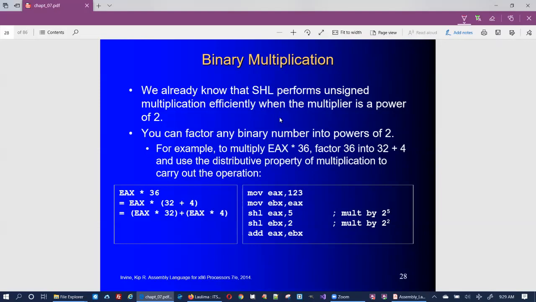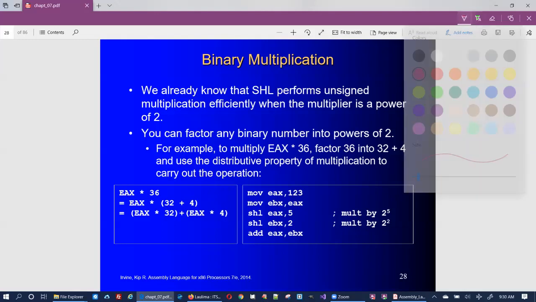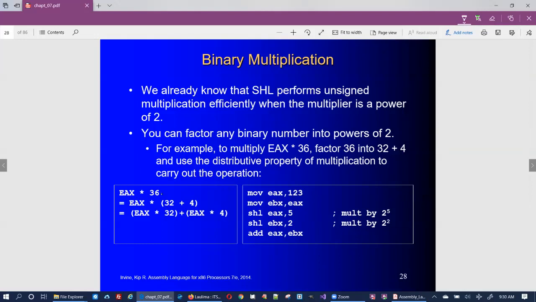Here's more of an explanation: you can factor any binary number into powers of 2. So this is actually what you're doing. You take EAX times 36, which is actually EAX times 32 plus EAX times 4. EAX times 32 is shifted left 5 times, and times 4 is shifted left twice. So this is how you do it.